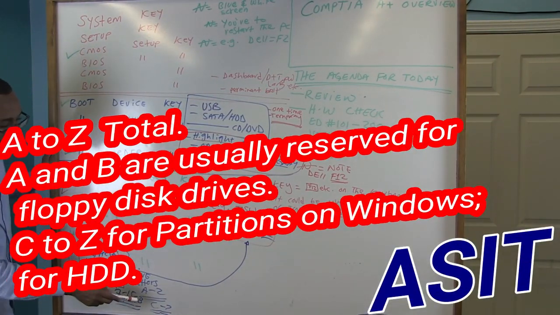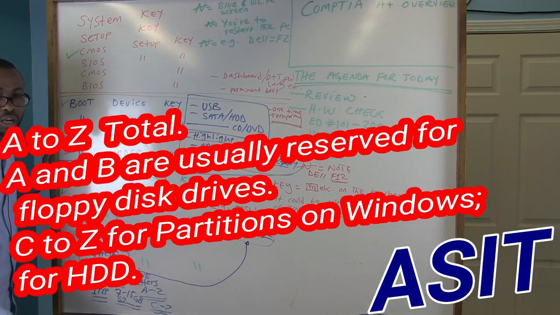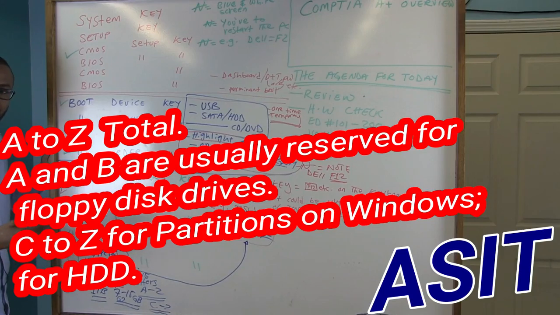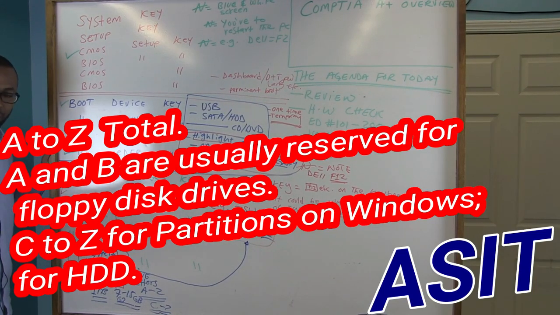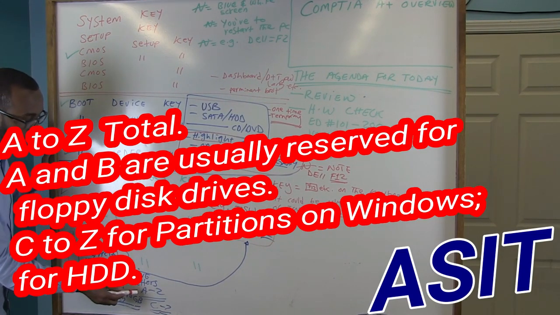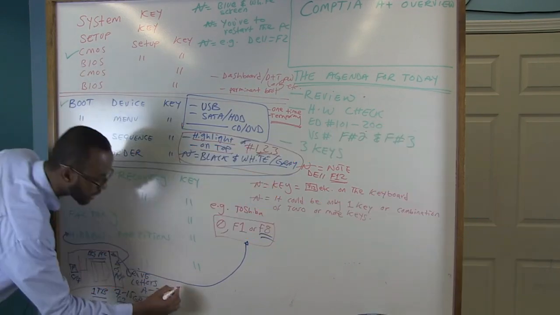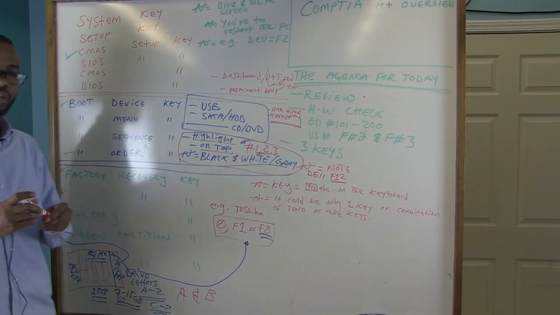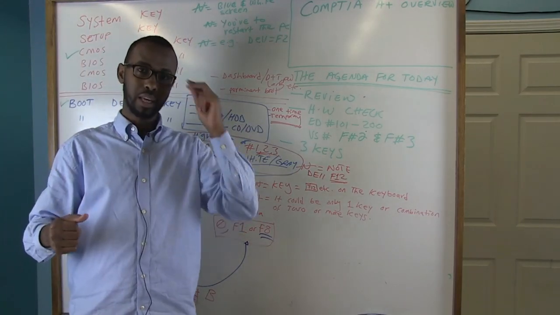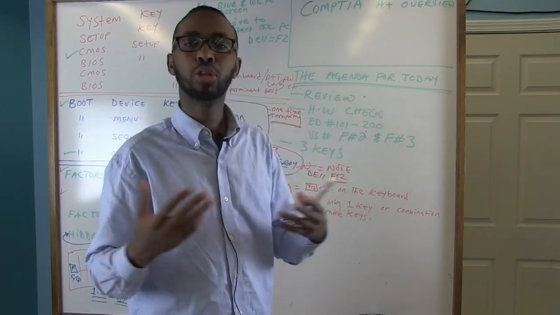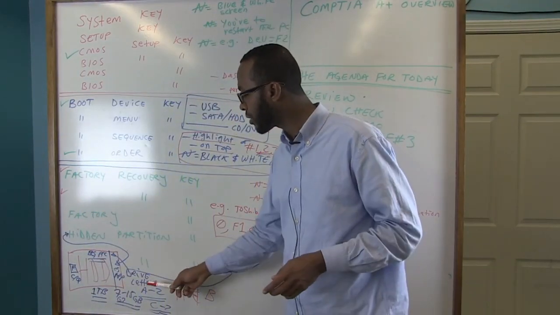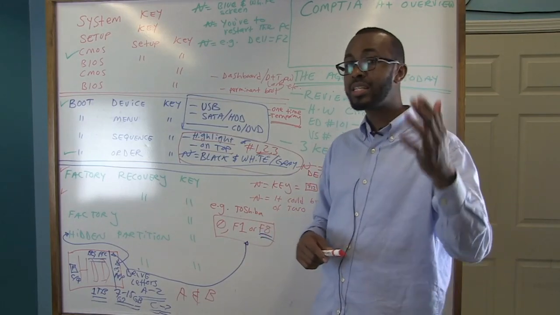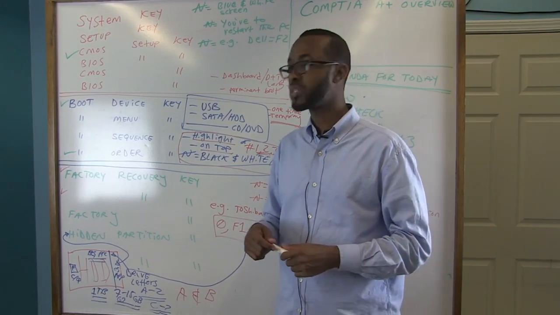Those partitions could have letters C to Z, according to Microsoft, right? But originally it starts from letter A to Z, like the alphabet. A and B are reserved for troubleshooting and floppy. But the rest, C to Z, you can use for the hard drive. C is usually where the operating system is installed.